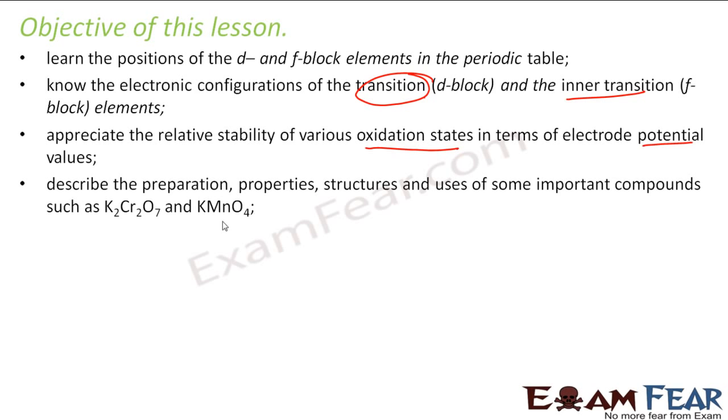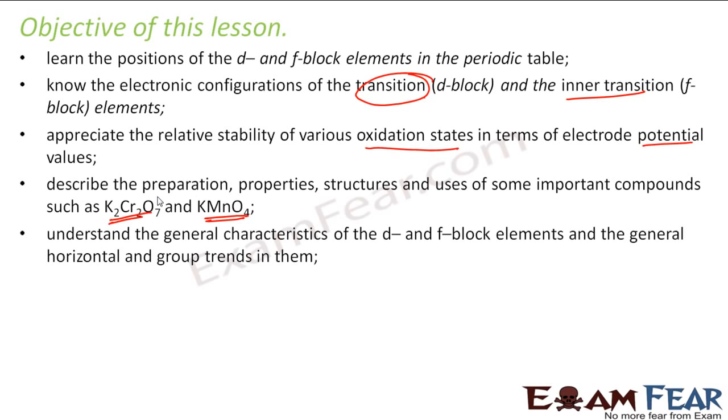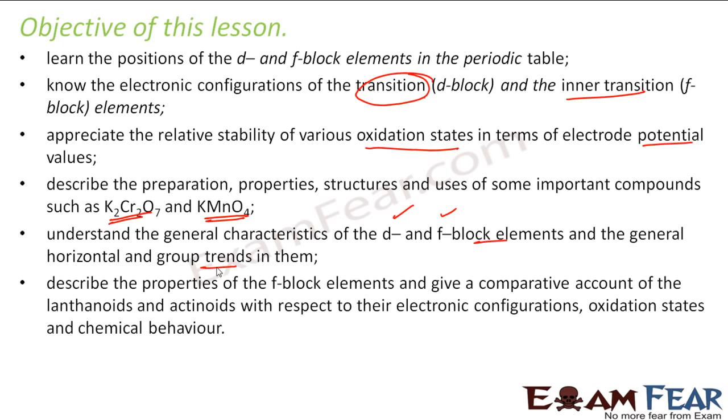We'll describe the preparation and properties of important compounds like K2Cr2O7 and KMnO4, potassium dichromate and potassium permanganate. We'll understand the characteristics of D and F block elements, and we'll also try to understand the general trend. We'll describe the properties of F block elements and try to give a comparative account of lanthanides and actinides. We'll compare these two series with respect to their electronic configuration, oxidation states, and chemical behavior. This is what we'll study in this chapter. So let's start the chapter.